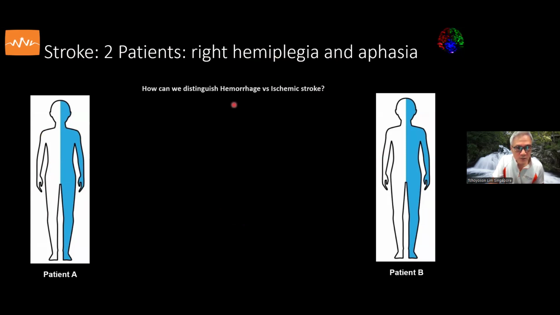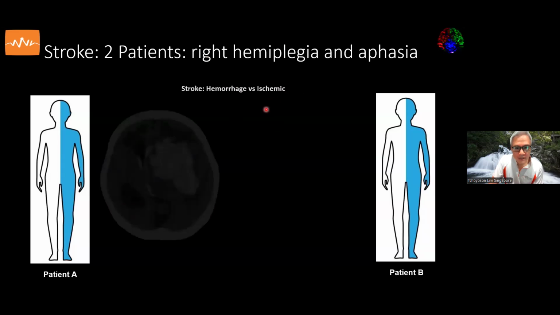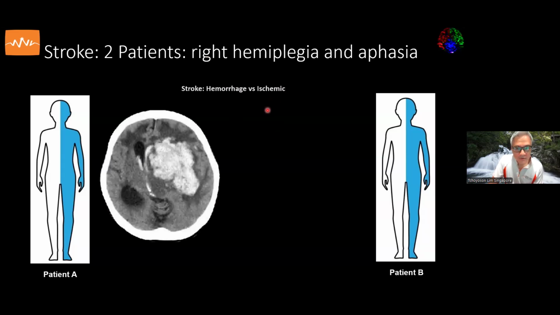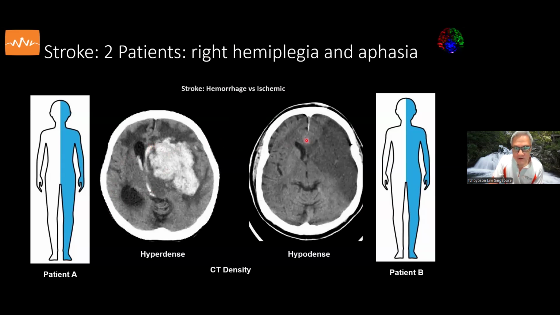How can we distinguish hemorrhagic versus ischemic stroke? It's clinically important because treatment is very different. Patients with cerebral hemorrhage will undergo a very different treatment from ischemia. Hence, with a simple CT or an MR, we should be able to distinguish patient A, who has a hemorrhagic stroke, from patient B, who has an ischemic stroke.